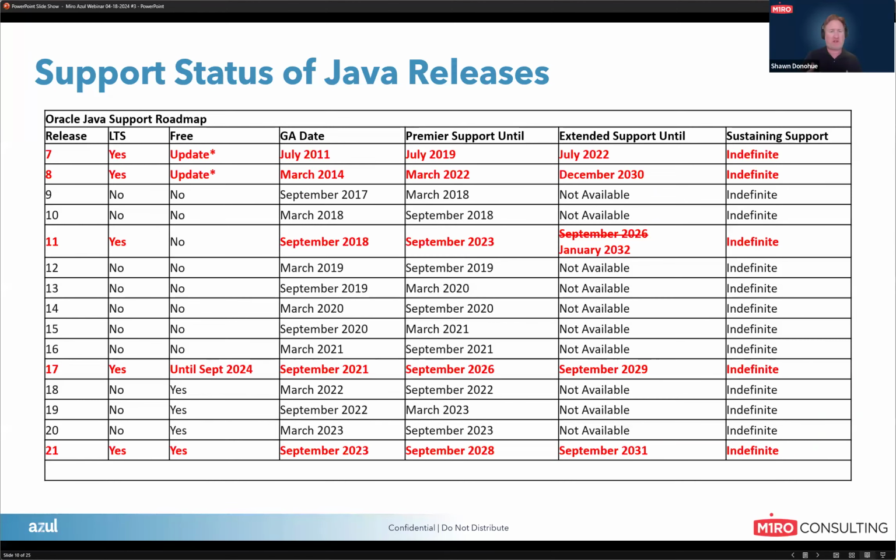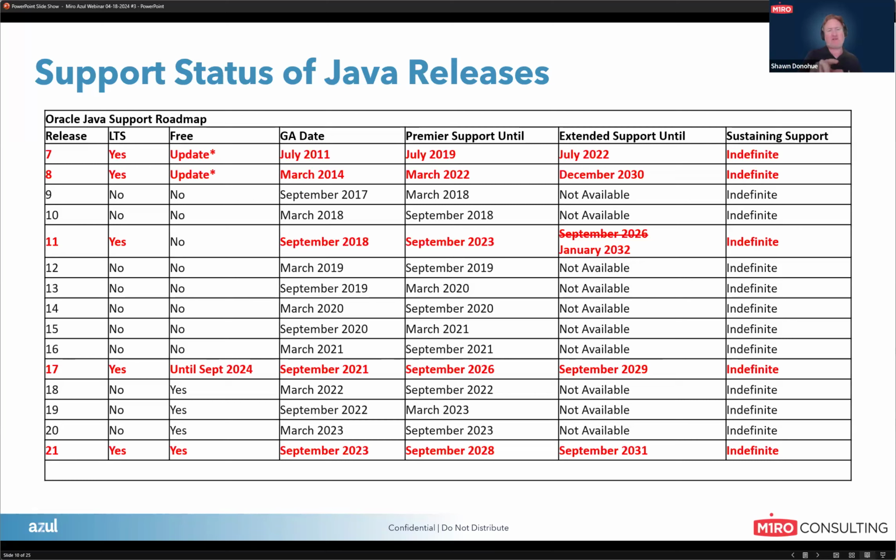There are versions before this, like 4, 5, 6, but you're very unlikely to encounter them. So right now, the free one for the next few months is Java 17. And then the one after that will be Java 21, excuse me. They're both free now.